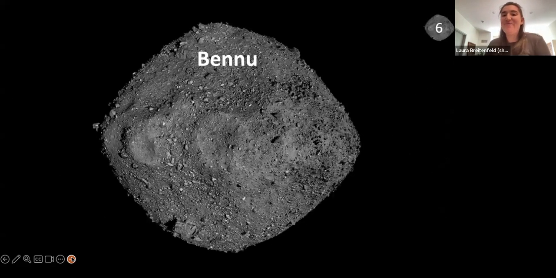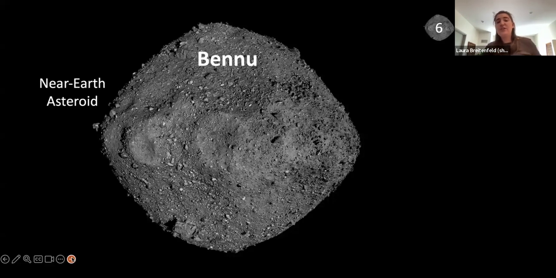Okay, so first I'm going to give a little bit of background about the asteroid Bennu, since we're going to be talking about it in quite a bit of detail. So Bennu was the target of the OSIRIS-REx mission. It arrived at the asteroid in 2018, right around the time I was getting involved with the mission. And I worked on studying this asteroid throughout my PhD from 2018 until 2023.